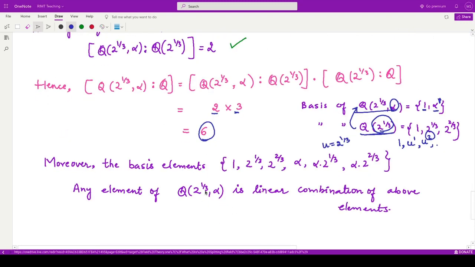So the basis for the upper field Q(2 to the power 1 by 3, alpha) consists of linear combinations of all these 6 elements. So you have 1 into 1, 1 into 2 to the power 1 by 3, 1 into 2 to the power 2 by 3, then alpha into 1, alpha into 2 to the power 1 by 3, and alpha into 2 to the power 2 by 3. So that is it, right? This is the definition of the splitting field.